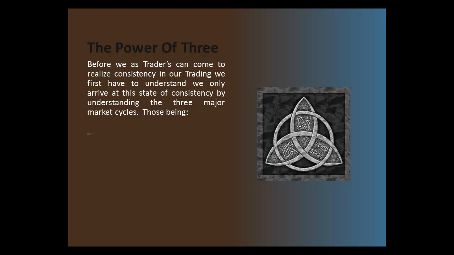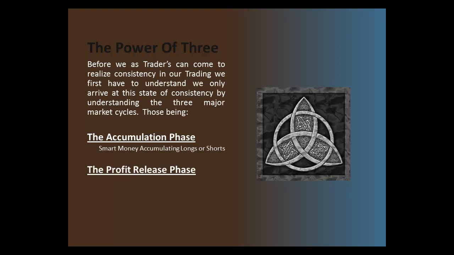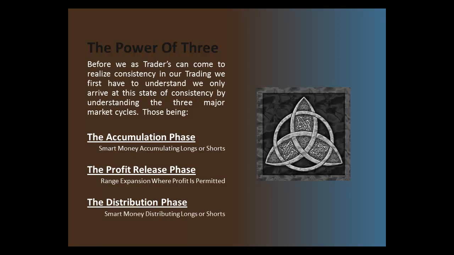Those being the accumulation phase. Now, the accumulation phase is when smart money is accumulating longs and shorts. Second phase is the profit release phase. This phase is typically the trend following or range expansion move. This is the only time profit taking or profit making is permitted. The distribution phase. This is typically when the smart money distributes its longs or shorts that it previously accumulated during the accumulation phase.